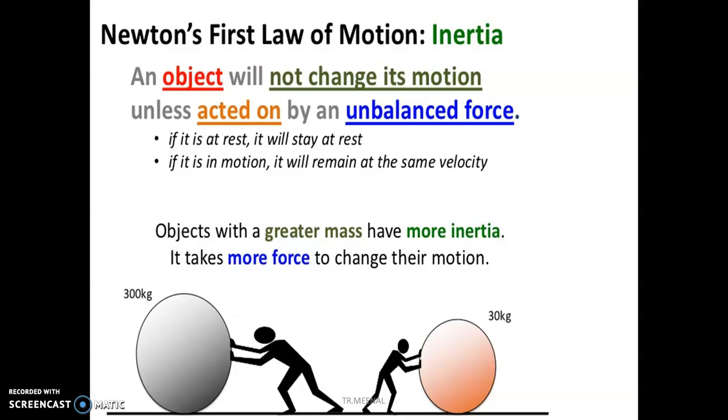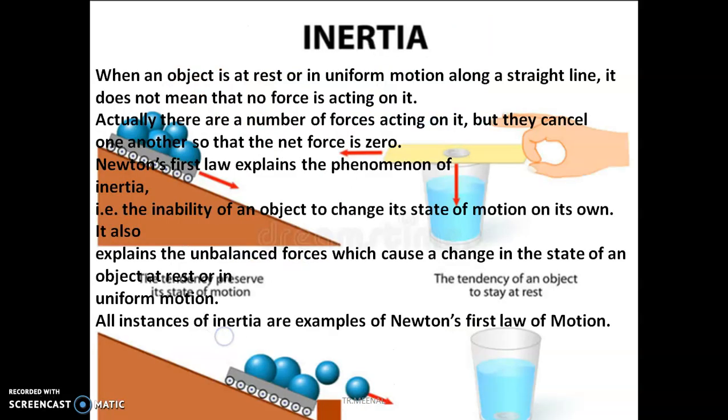Objects with greater mass have more inertia. It takes more force to change their motion. So as you can see in the first diagram, this is 300 kg. This is 30 kg. So more mass, more inertia. And obviously you all know that it will take more force to change its motion. So very simple, Newton's first law of motion.